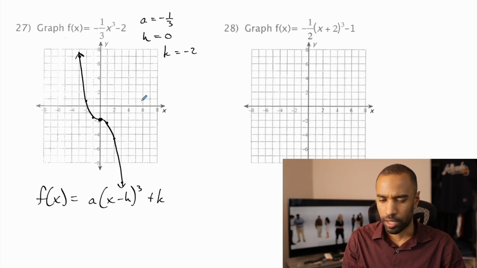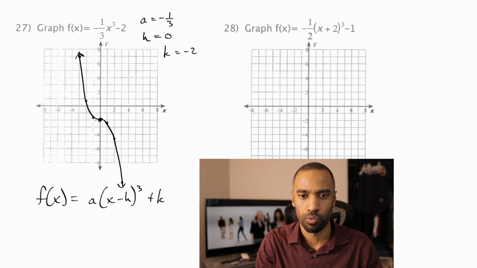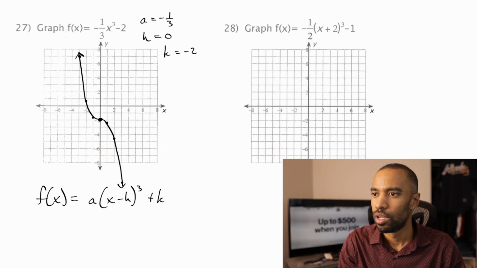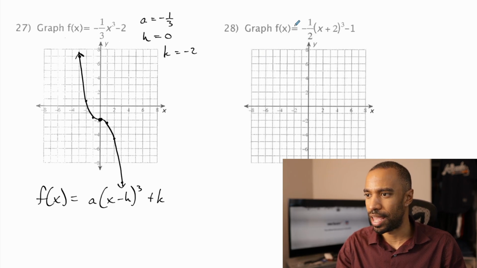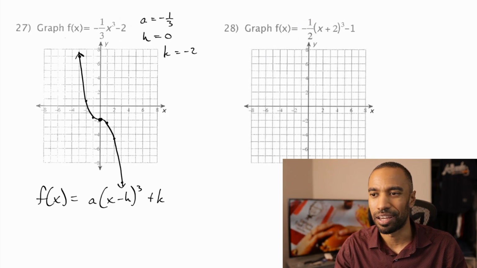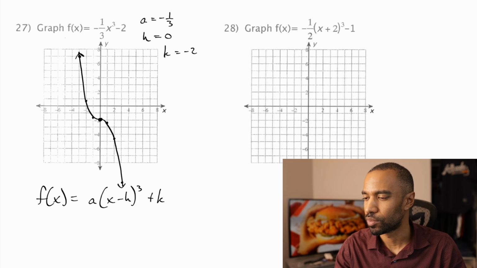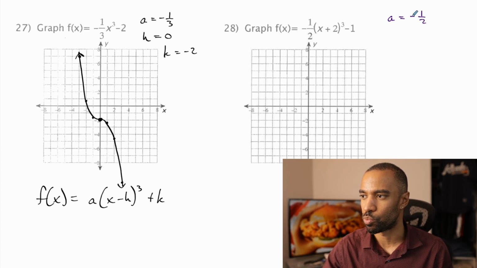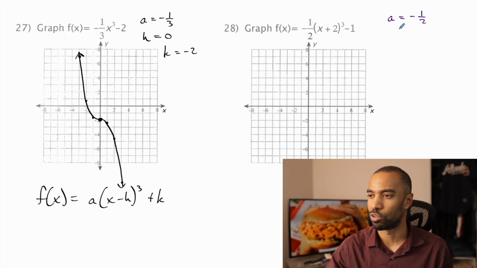Okay, number 28. Let me move myself just in case I need room to talk about stuff. I don't need room. Who needs room? All right, graph. It's another negative here and another fraction. Again, I wish that they got a little more unique with these. All right, your a value is negative 1/2. That means reflect and vertically compress by a factor of 1/2.